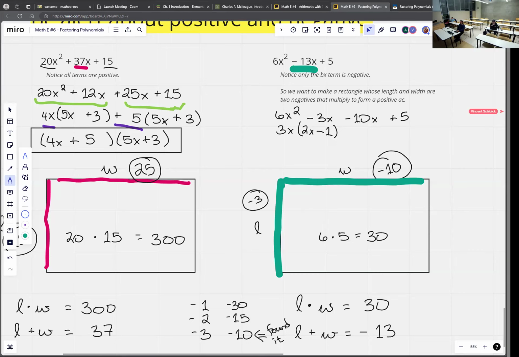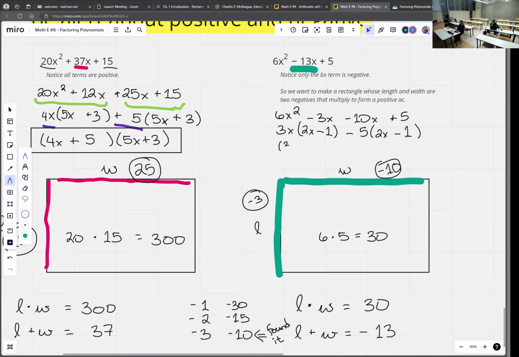Now I can take from a negative 10 and a 5. I can take 5 out of there. Oh, that 5 looks kind of flat. And then what do I have? A negative 5 times 2x makes negative 10x. A negative 5 times a negative 1 makes positive 5. And oh my goodness, look at that. The 2x minus 1 is the same in both parts.